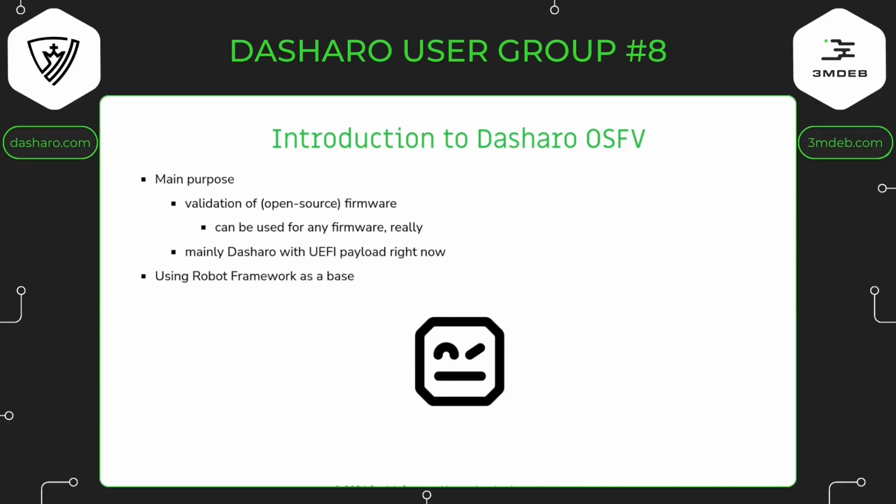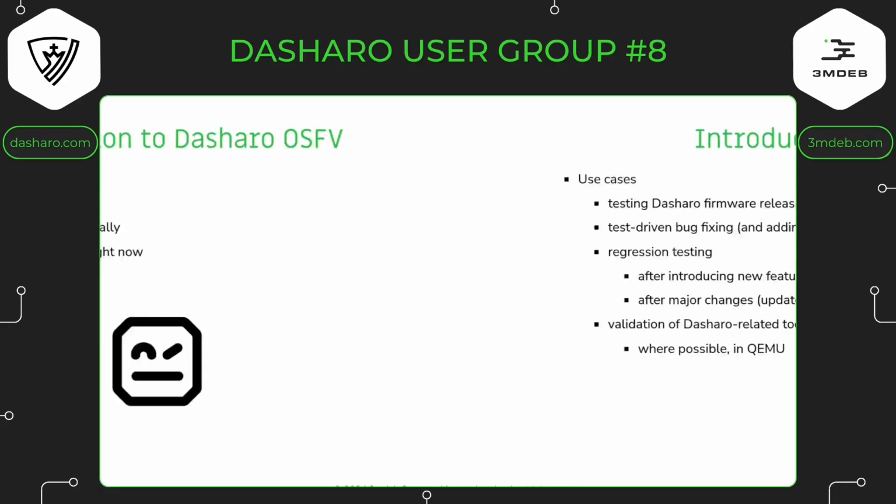It's called open source firmware validation, but in essence, it can be used for any firmware. We did actually have a use case where we validated some of the secure boot menus of another third-party, closed source BIOS vendor. Right now, we are mostly focused on Dasharo with UEFI payload. As a base framework, we are using the Robot Framework, which uses Python underneath, and it has maybe a bit of a weird syntax, as we will see in a moment.